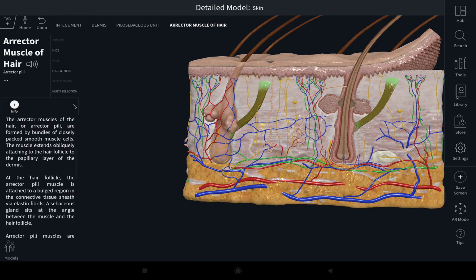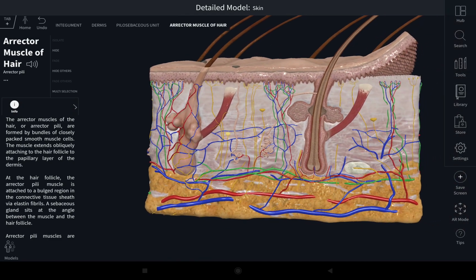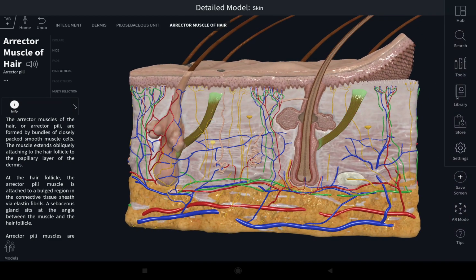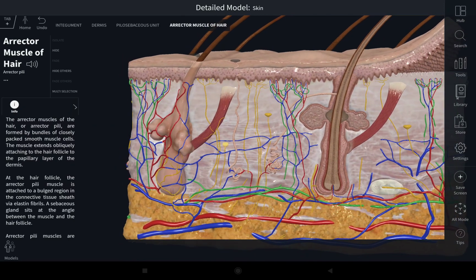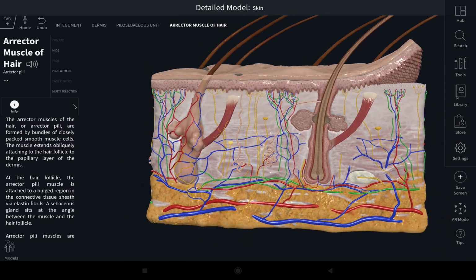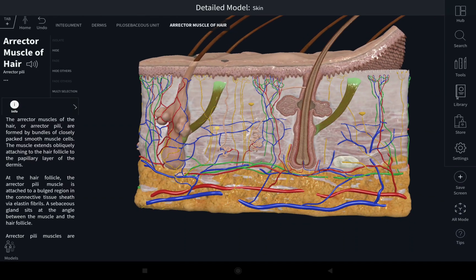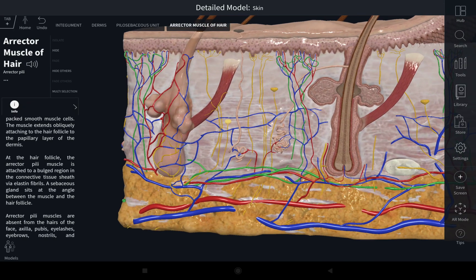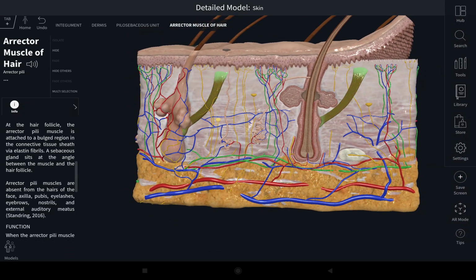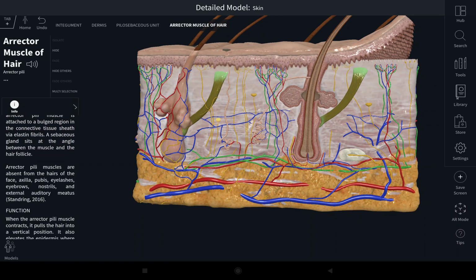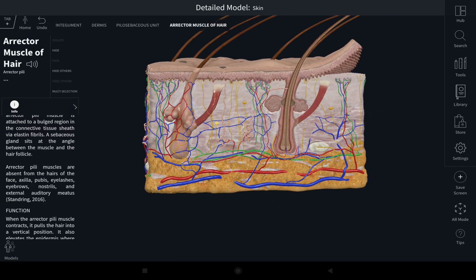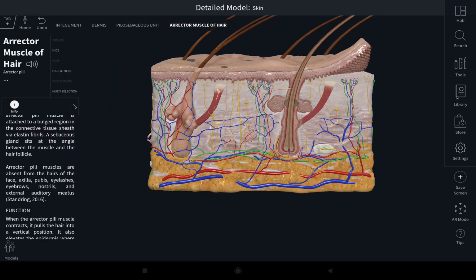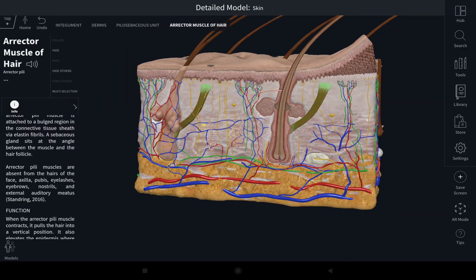The arrector muscles of the hair or arrector pili are formed by bundles of closely packed smooth muscle cells. The muscle extends obliquely, attaching the hair follicle to the papillary layer of the dermis. At the hair follicle, the arrector pili muscle is attached to a bulged region in the connective tissue sheath via elastin fibrils. A sebaceous gland sits at the angle between the muscle and the hair follicle. Arrector pili muscles are absent from the hairs of the face, axilla, pubis, eyelashes, eyebrows, nostrils, and external auditory meatus.